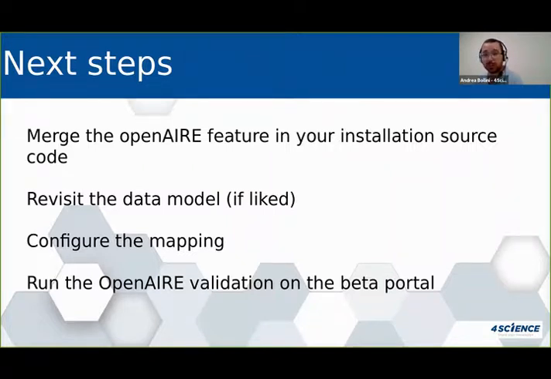We can revisit the data model together. Look into what we have changed in the default data model of DSpace-CRIS. This could also be an opportunity to rethink your data model, to move some content from one property to another, or to collect more information. We will configure the mapping for your specific data model. And at the end, we will ask you to register your CRIS system on the OpenAIRE validation.